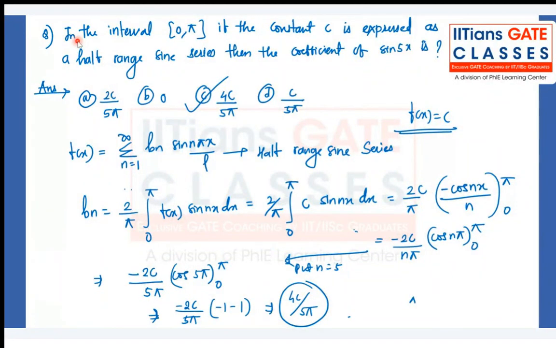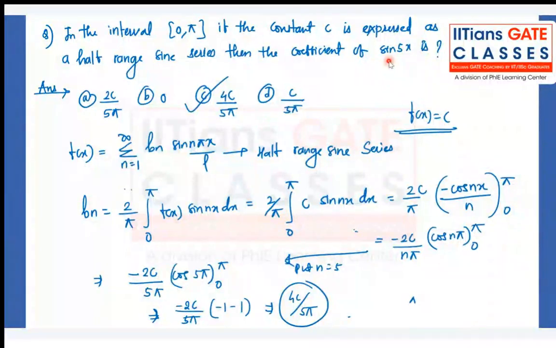Let's try to understand this question. In the interval 0 to pi, if the constant c is expressed as a half range sine series, then the coefficient of sine of 5x is? I'll repeat the question. In the interval 0 to pi, if the constant c is expressed as a half range sine series, then the coefficient of sine of 5x is?